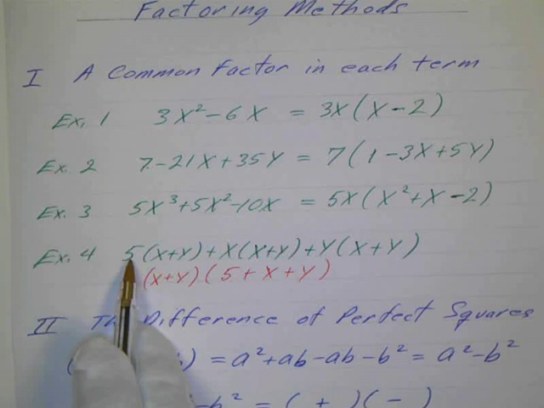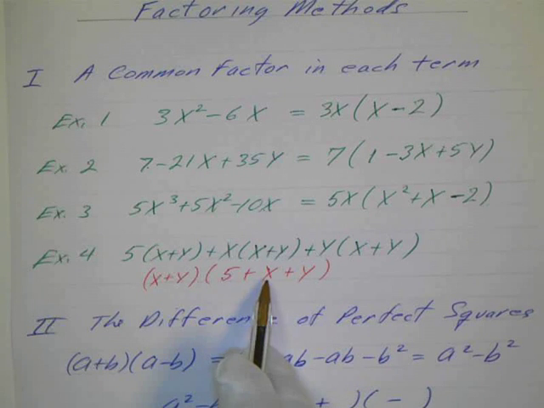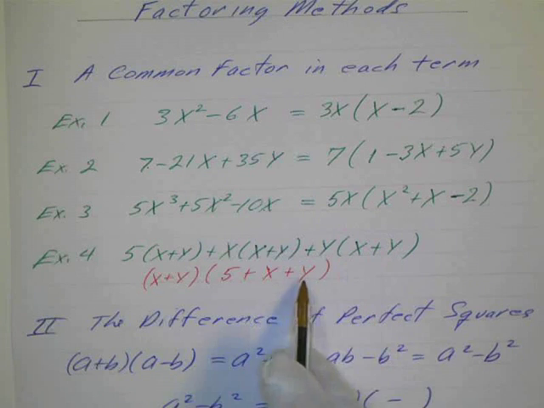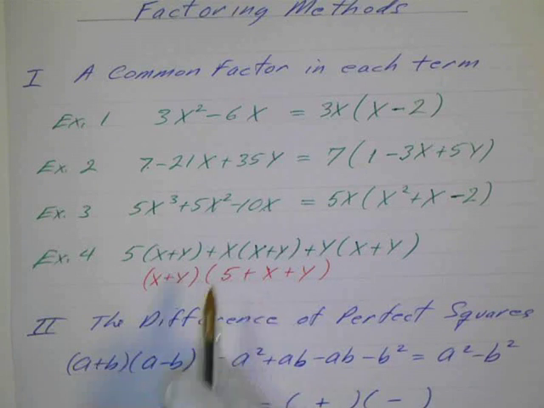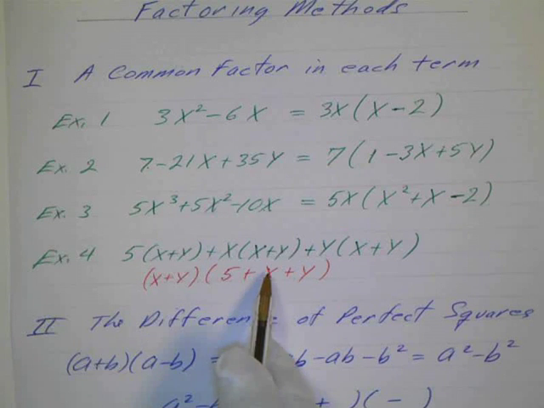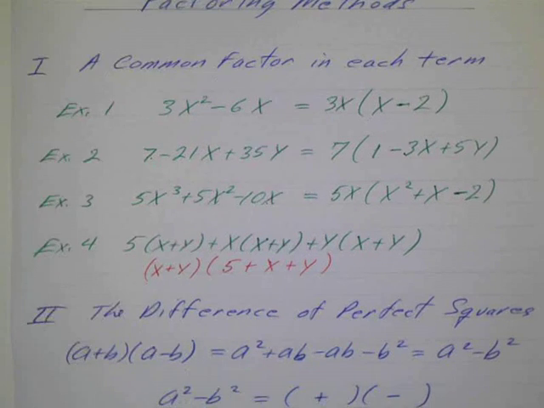5 times x plus y divided by x plus y is just 5. x times x plus y divided by x plus y is just x. And y times x plus y divided by x plus y is just y. So divide this out. You can always check it with the distributive property. 5 times this is that. x times this is that. And y times this is that. So that's a little bit more interesting problem there.